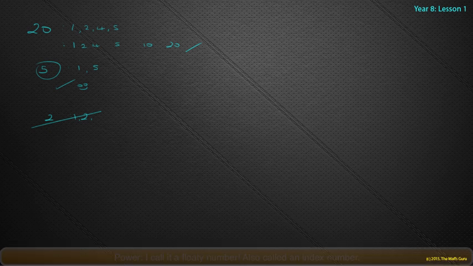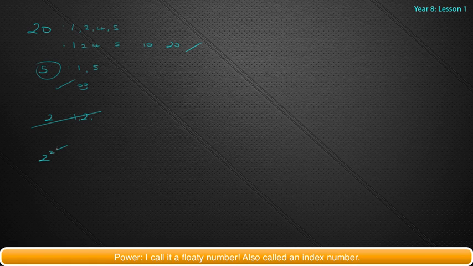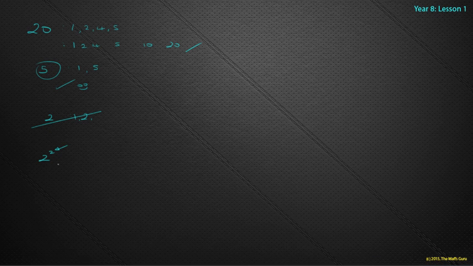What is a power? Well, 2 with a floaty 2, that little floaty 2 there is a power. It's an index. It is a floaty number. But that does, in this situation, mean 2 times 2. Remember, the little floaty 2 effectively tells you how many times to write it. So if I had 4 with a floaty 2, that would mean 4 times 4. It does not mean 4 times 2. And 4 times 4 is 16.